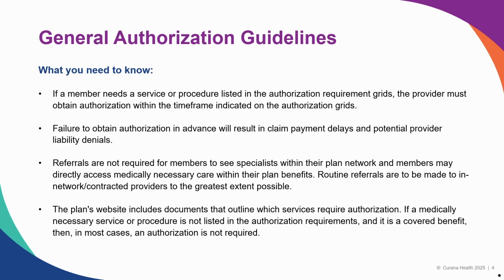One of the ways that the health plan ensures that medical necessity guidelines have been met, as well as that members receive the right care at the right time in the right place, is through our authorization process. Some general authorization guidelines to know: if a member needs a service or procedure listed in the authorization requirements grid, the provider must obtain that authorization within the time frame indicated on the authorization grid. Failure to obtain the authorization in advance will result in claim payment and potential provider liability denials.